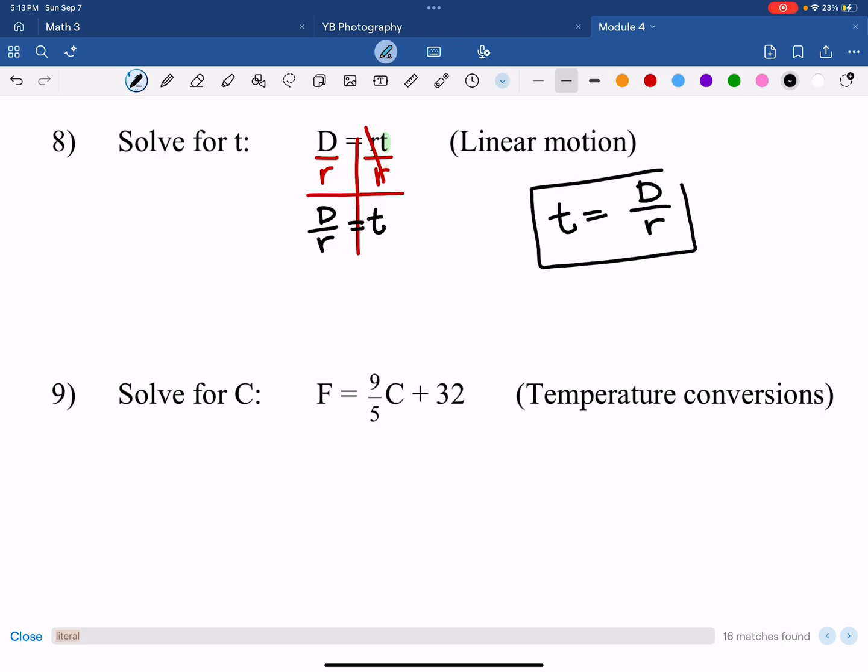If you guys ever end up taking physics in your lifetime, or in your career here at high school or college, this is a very common equation that you will have to manipulate.